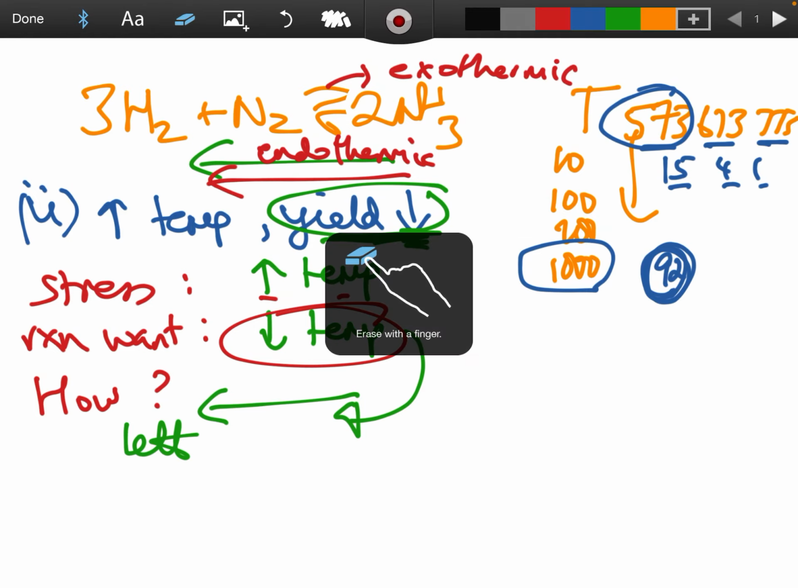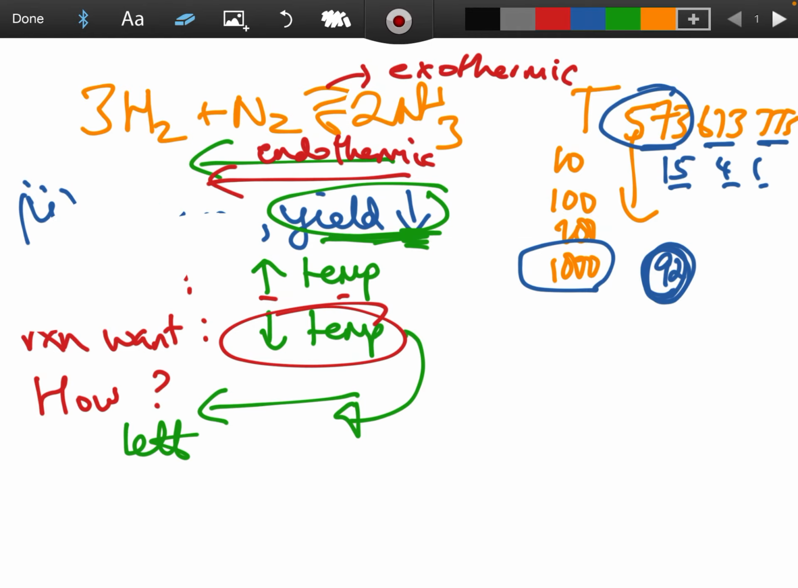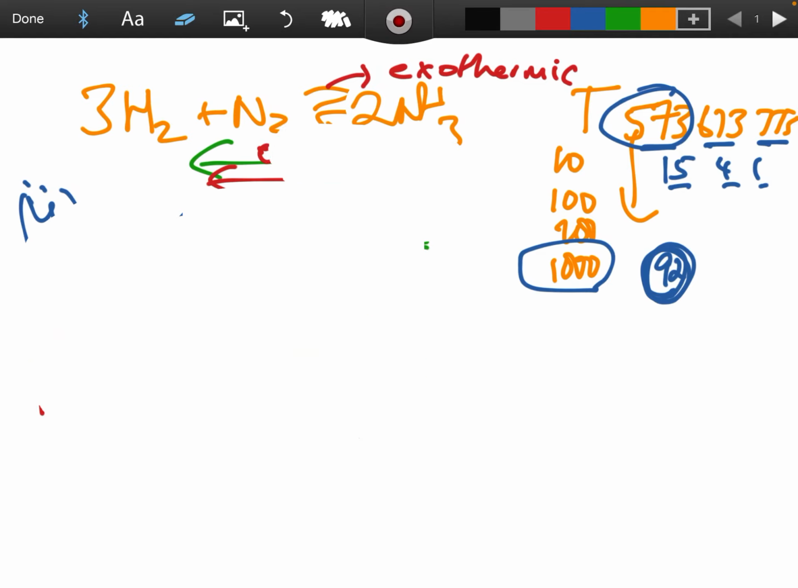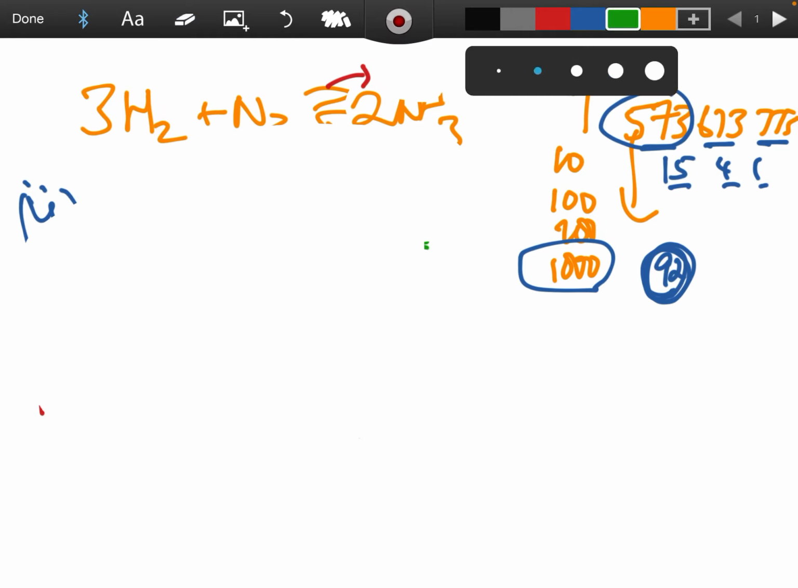So I'm just going to run through that again for a second. What did they tell you in the question? They told you to use the data, and they told you to deduce which reaction was exothermic and which reaction was endothermic. When you look here, as you increase temperature from 573 to 673 to 773, the yield of ammonia is decreasing.